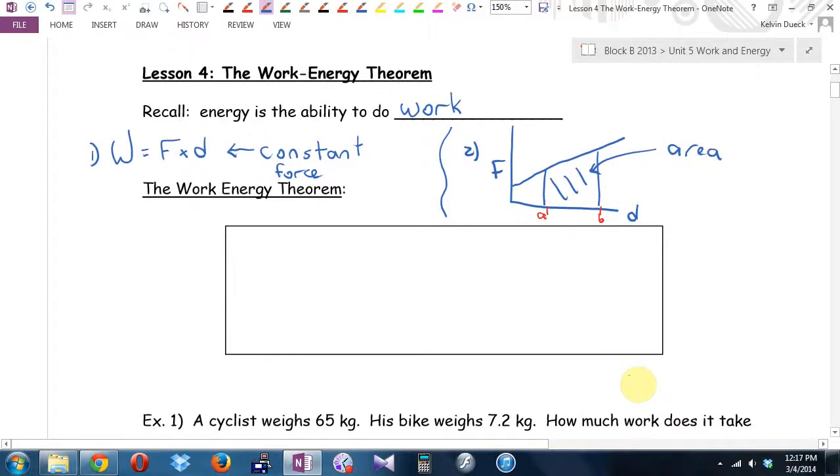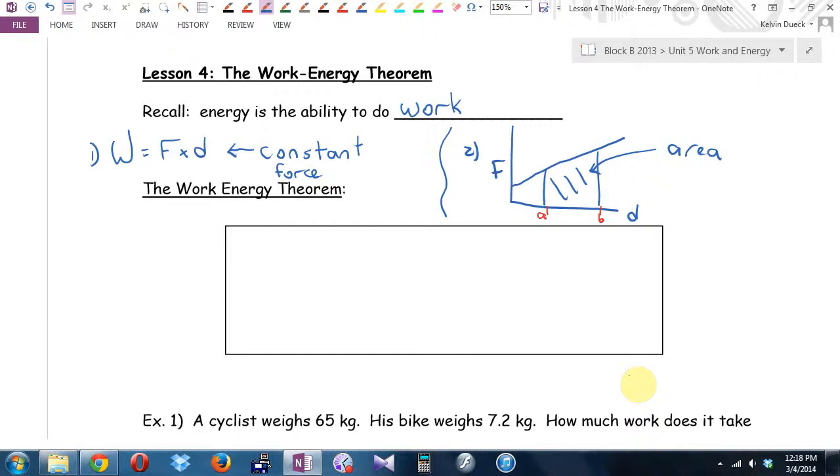There's a third definition of work. Oh, by the way, you know how I know to use the first definition? Because there's a force and a distance in the question. You know how I know to use the second definition? Because there's a picture of a graph. And this is for a reason, because this is the process of elimination we're going to go through.